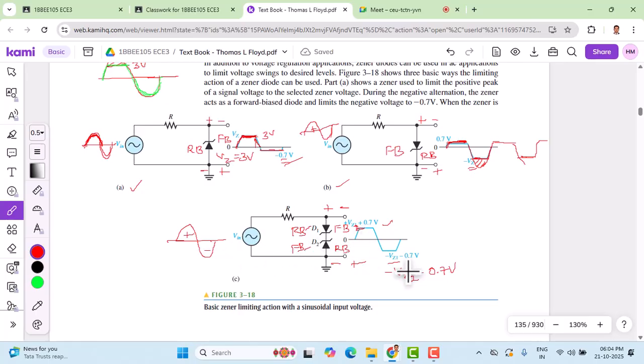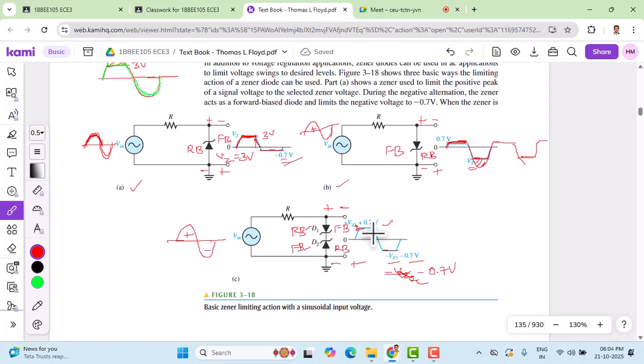So this is correct. This need not be Vz2. The upper one has to be Vz2. That's all. And this is minus Vz1 minus 0.7. That is the constant voltage level the negative half cycle can go. Though the input is a complete cycle, here to limit the upper part and lower part, we use Zener diodes.